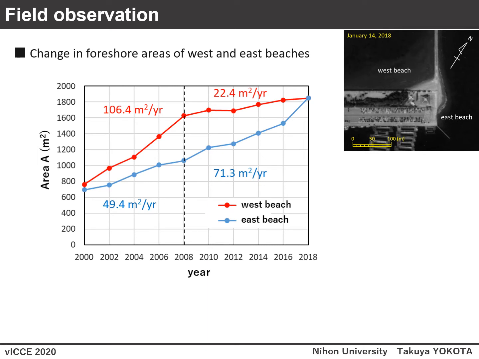This shows changes in foreshore area of west and east beaches. The rate of increase in the foreshore area of the west beach decreased after 2008. In contrast, on East Beach, it increased after 2008. This is because after the West Beach had significantly developed, the transport of windblown sand from the West Beach to the East Beach was accelerated.